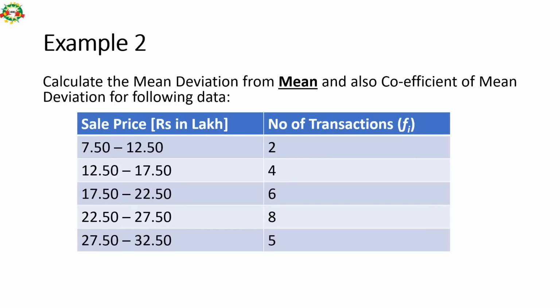Let us understand this concept with the help of an example for better understanding. Let us say the examiner gives us this data and asks us to calculate the mean deviation and also the coefficient of mean deviation with this data. So here the sale price range and number of transactions of the property have been given.